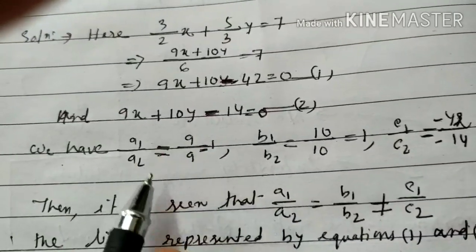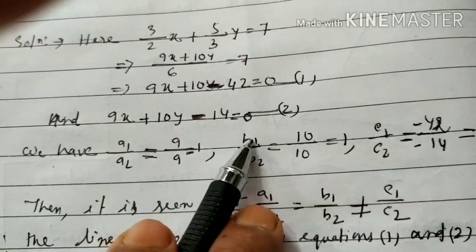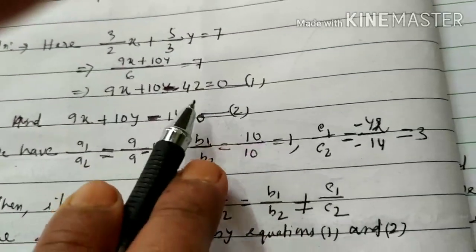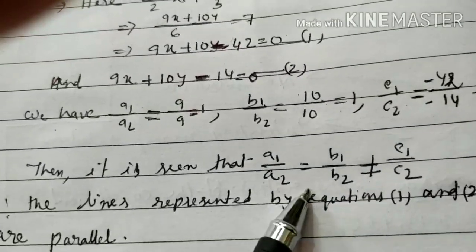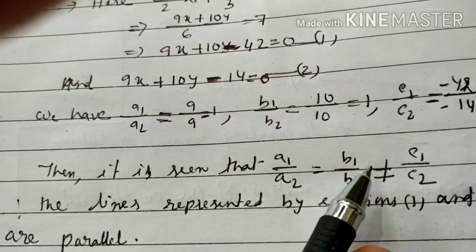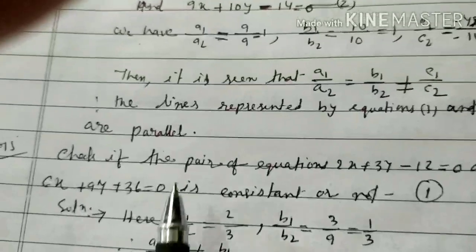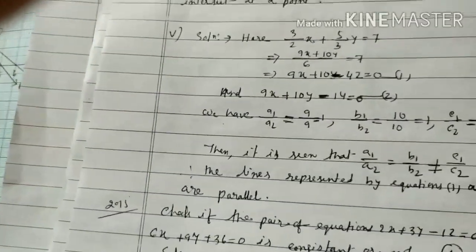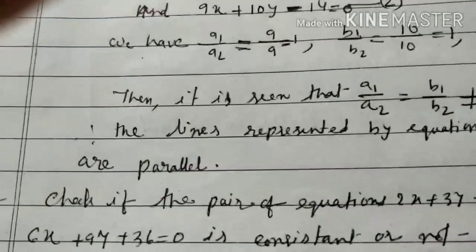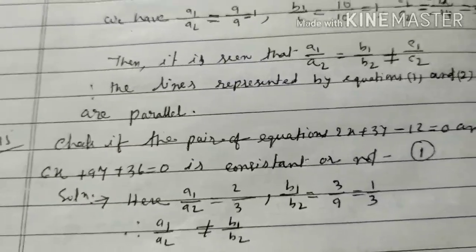Then you have to take a1 by a2, 9 by 9, 9 divided by 9 gives 1; b1 by b2 also 10 by 10 gives 1; and c1 by c2, minus 42 by minus 14, gives 3. Not equal to the last one, so the lines are parallel or coincident according to the question. Then you have to write the conclusion: the lines represented by equation 1 and equation 2 are parallel. Write the conclusion like this.